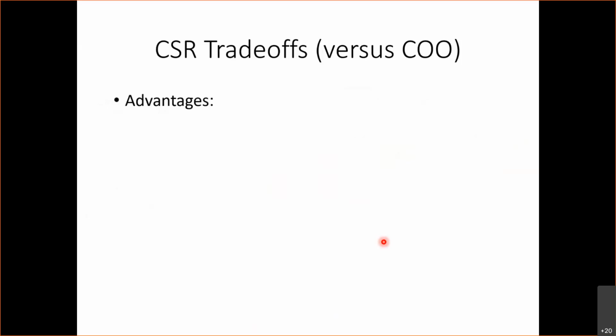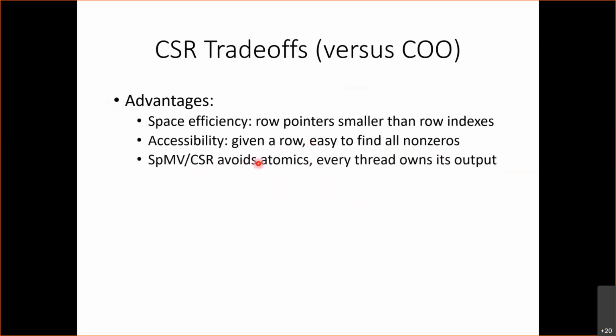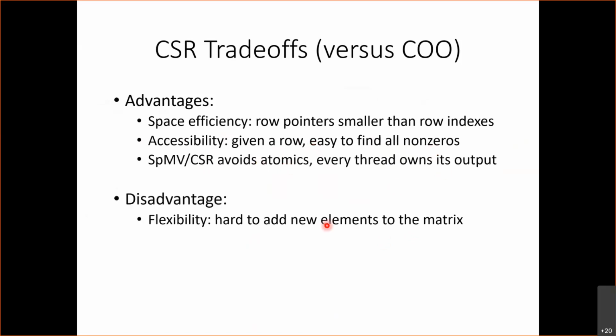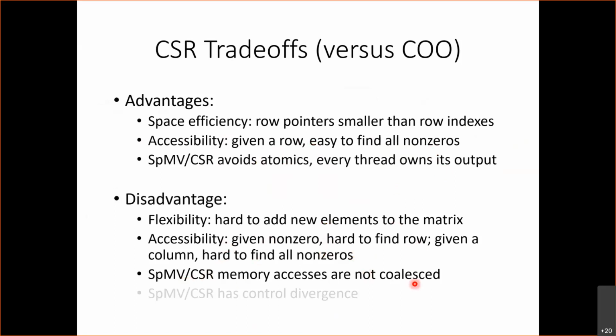Okay, so the advantages of CSR are that it has better space efficiency and better accessibility. It allows us, given a row, to find all the non-zeros, and SpMV CSR avoids atomics because every thread owns its output. But the disadvantage is that it's hard to add new elements to the matrix, and for accessibility, given a non-zero, it's hard to find its row. Given a column, it's hard to find all the non-zeros for that column. And then SpMV CSR accesses are not coalesced, and SpMV CSR has control divergence.